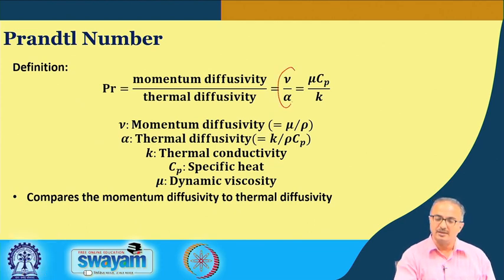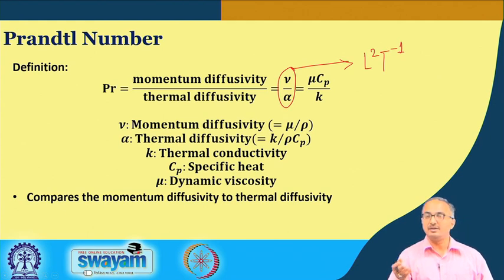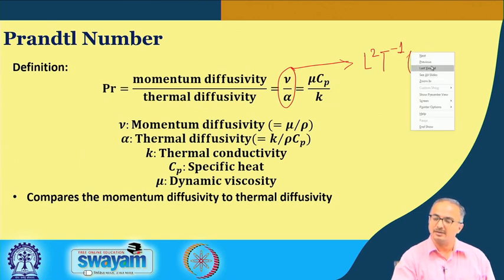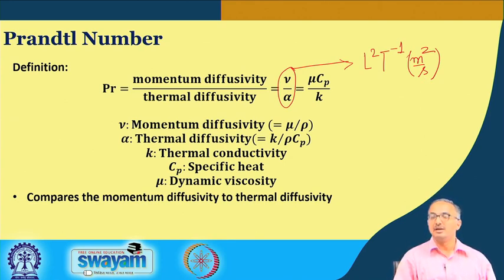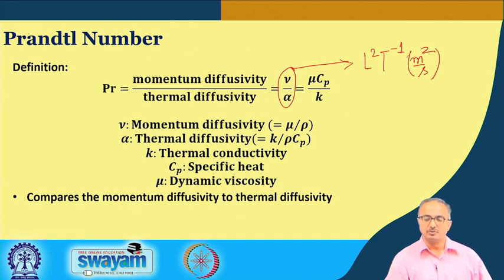So if I write the dimension, it will be L square T minus 1, that is, length square per unit time. And in your SI unit, it will be meter square per second. So all the three diffusivities will have the same unit and the same dimension. Now we write the momentum diffusivity as the same as the kinematic viscosity, that is mu by rho, and this alpha is the thermal diffusivity, that is K by rho Cp.